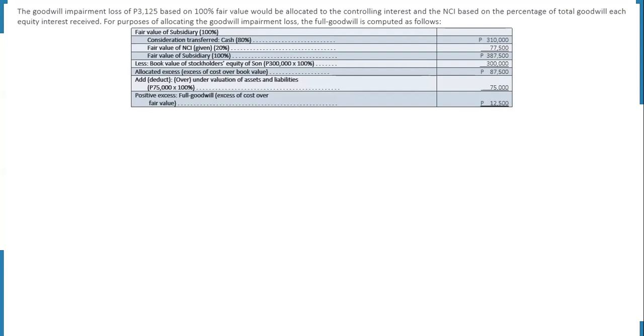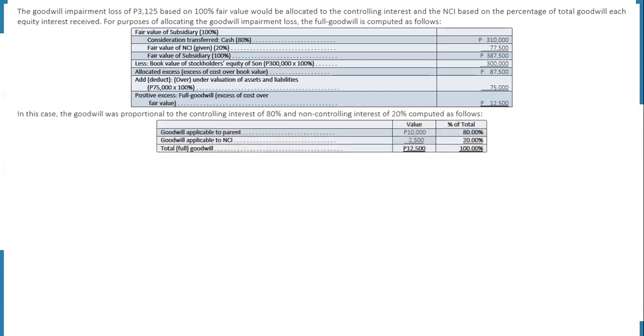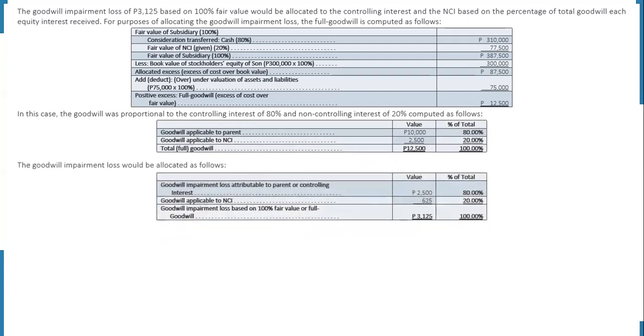Then we have the over-under valuation in the amount of 75,000. We have goodwill, full goodwill of 12,500. So the goodwill applicable to parent is 10,000, that's 80 percent, and to the non-controlling interest equal to 20%, or 2,500. Now, the goodwill impairment loss would be allocated as follows. So, this time the amount is correct to be 3,125, not the 3,750 in the previous problem.